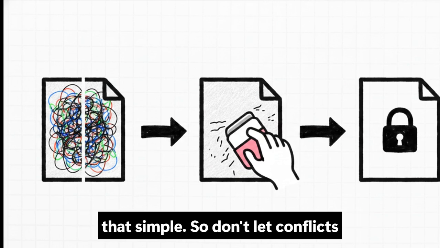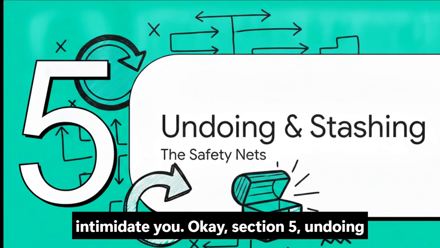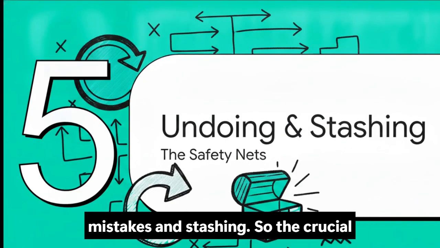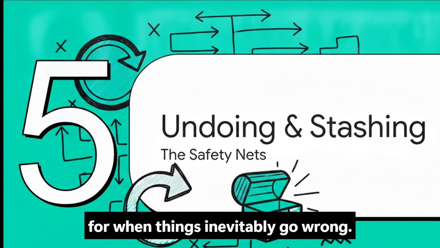It really is that simple. So don't let conflicts intimidate you. Okay, section 5, undoing mistakes and stashing. So the crucial point here is having safety nets ready for when things inevitably go wrong.